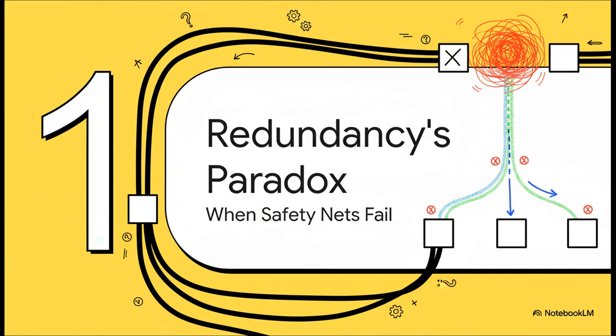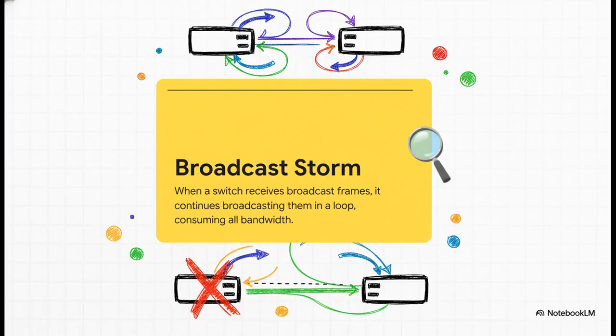Well, the results are not pretty. It's fast and it is catastrophic. The main problem is something called a broadcast storm. You see, when a switch gets a broadcast frame, its job is to send it out of every single one of its ports. Now, in a loop, another switch gets it and does the exact same thing, sending it right back to the first switch. And it just keeps going again and again and again until your entire network bandwidth is choked out.